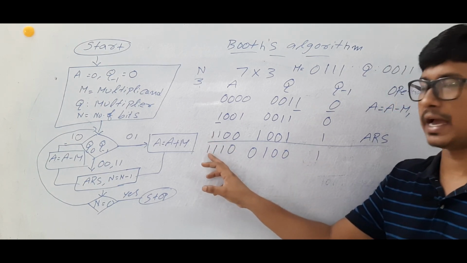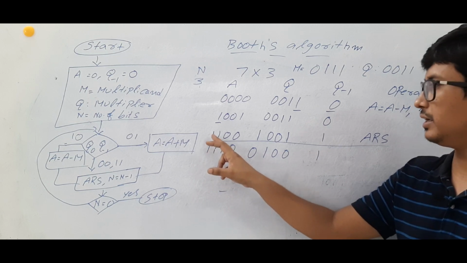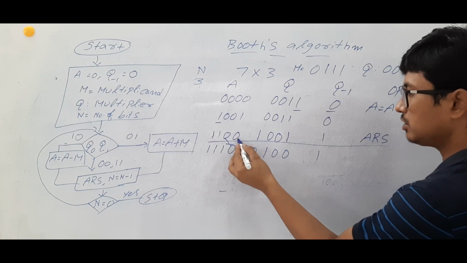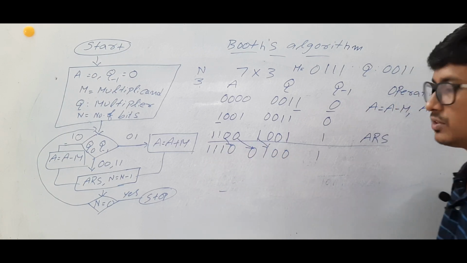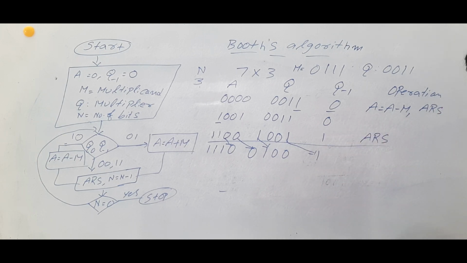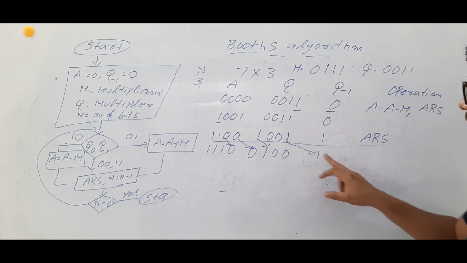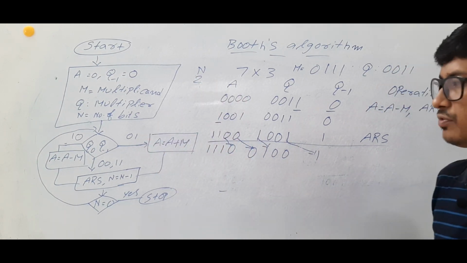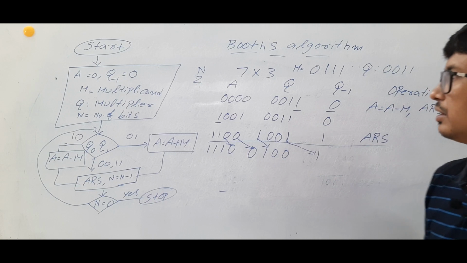This one will come as it is. This one will come again here, and this one will come here. This 0 is shifted here, this 0 is shifted here, this one is shifted here, and finally this one is shifted here. This one was left out. Now n value will become 2, because we perform the arithmetic right shift and then we reduce the n value.